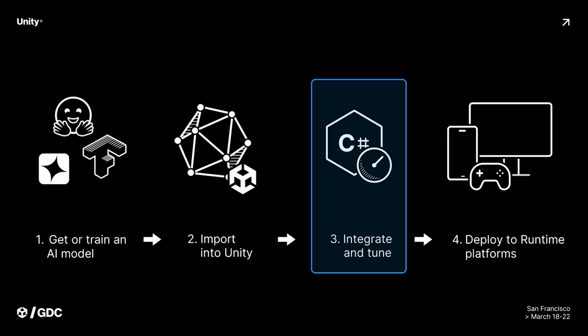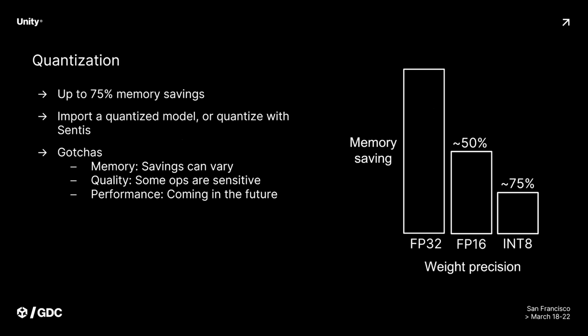All right, so we've looked at making your life easier to get a model that is already pre-trained and put into Unity. Now let's take a look at what we've done on the side of integrating and making sure your models work efficiently. So the first one is quantization. Quantization is just a fancy word used in the machine learning community to mean compression.